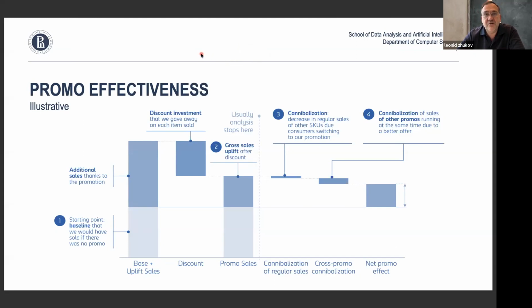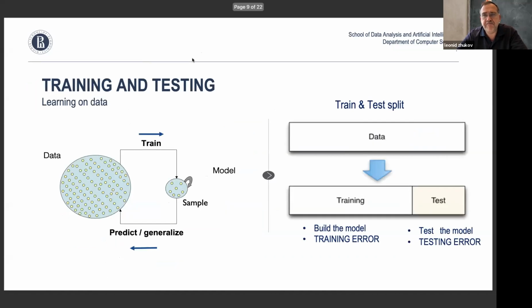So yes, you can do things by intuition, and later on you can come back and say, let's verify my intuition and do this kind of analysis. But it's better, of course, to run this kind of analysis before you jump into all kinds of promotions, especially if it's like 30% or 50% discounts.